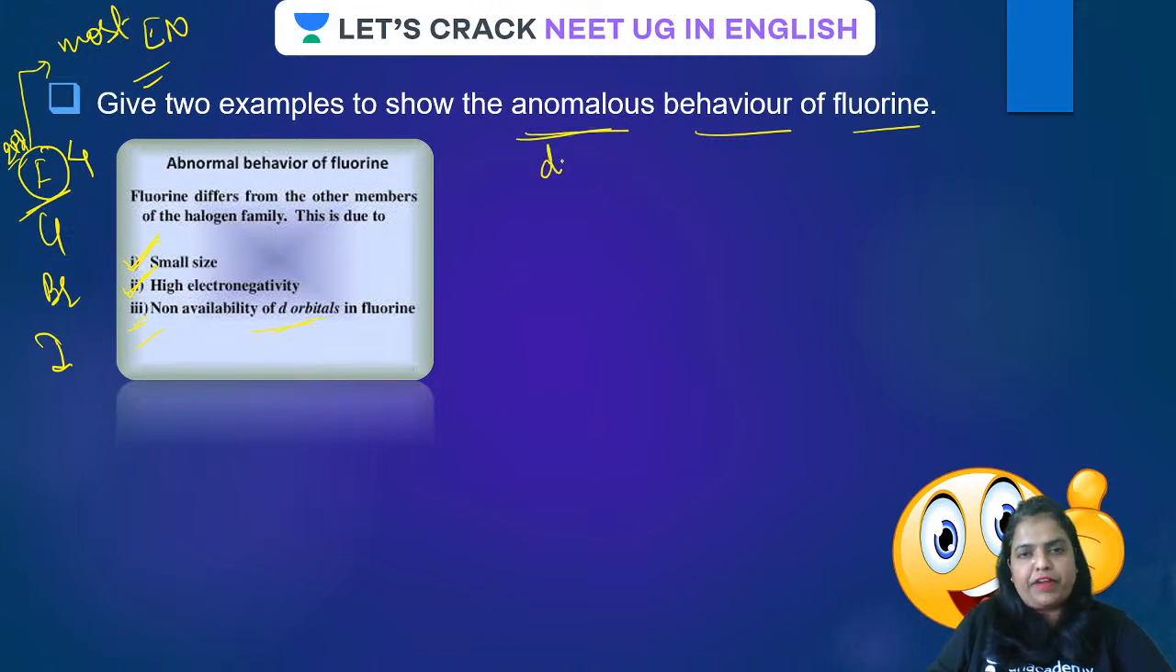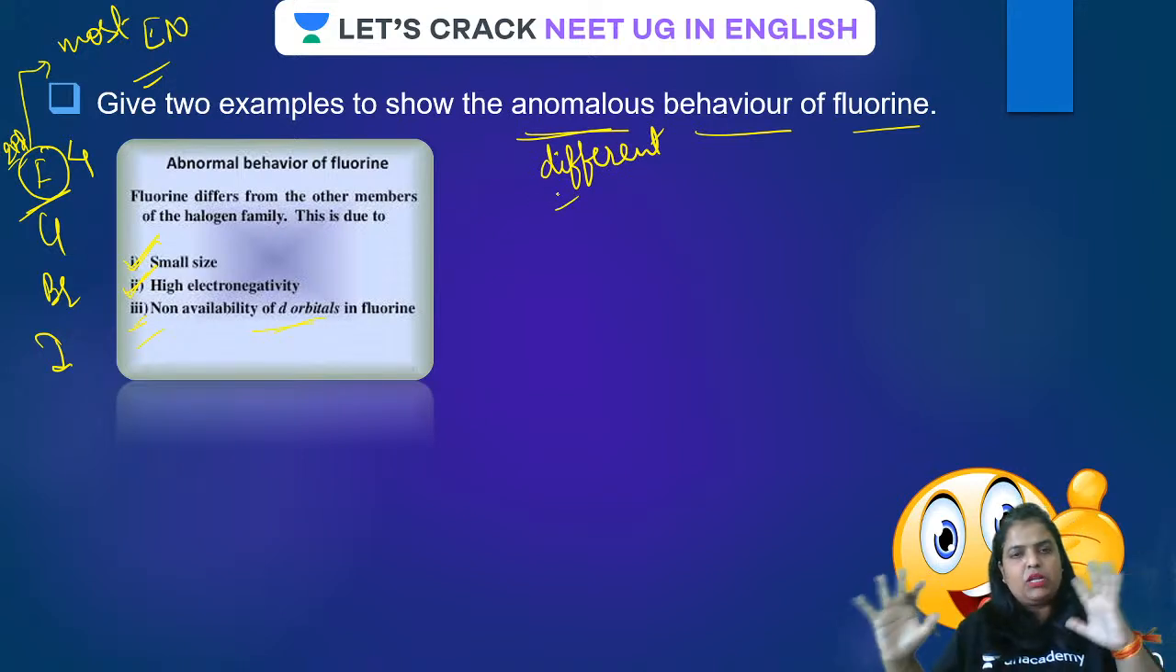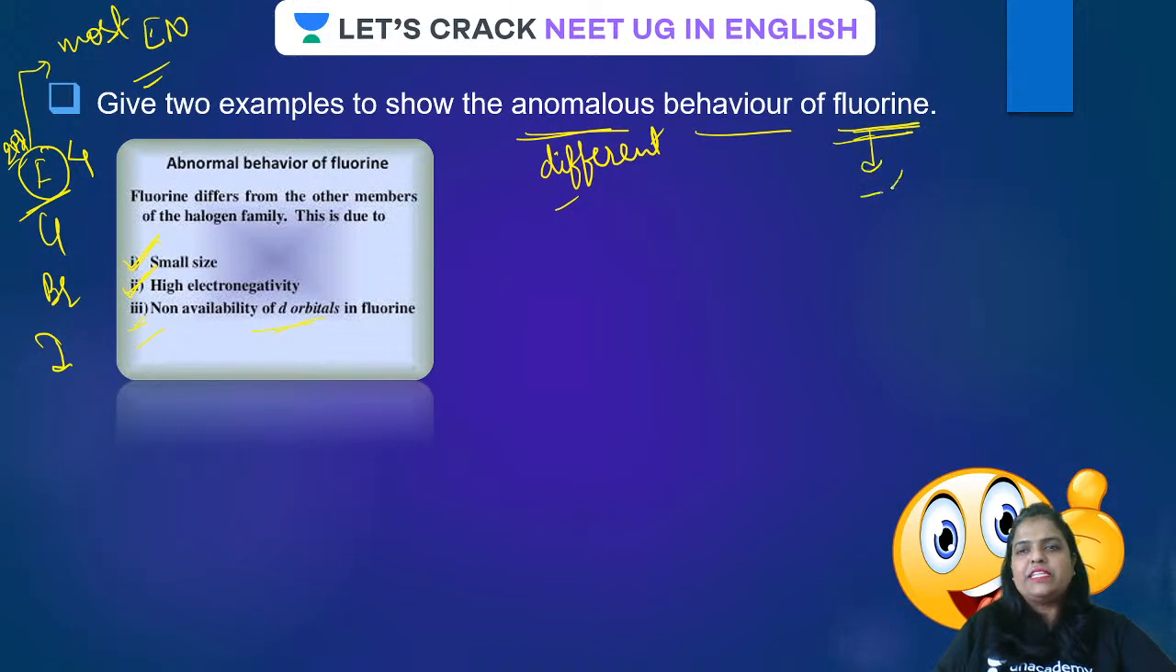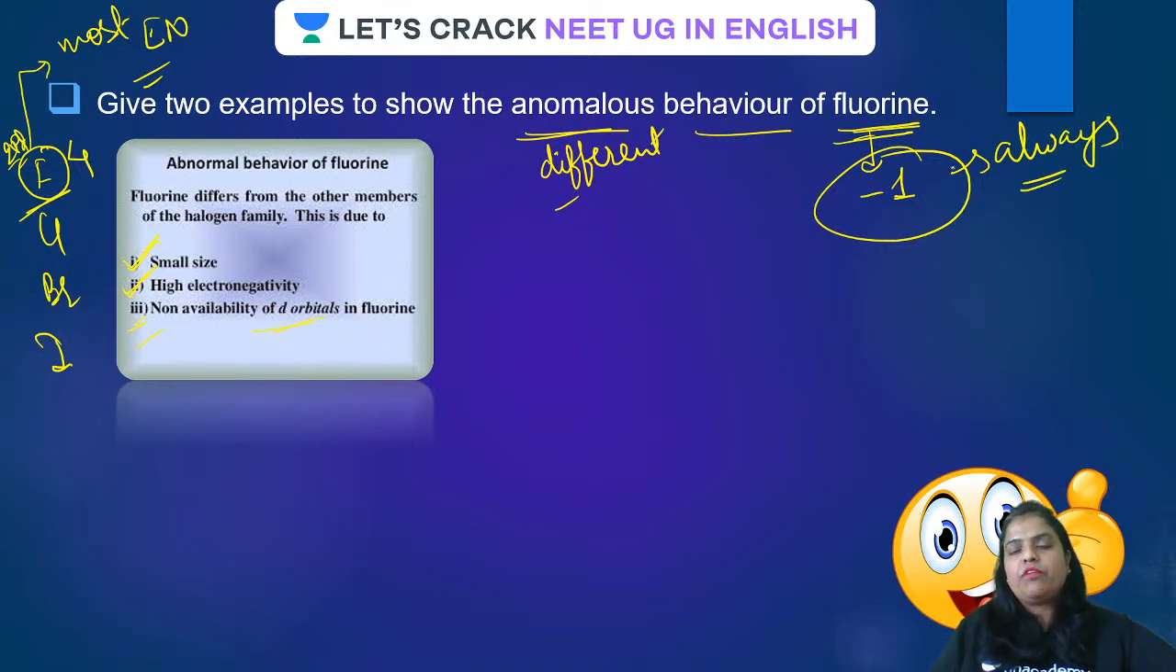Anomalous means different, in Hindi, vichitra, alag, completely different from all of them. Fluorine is different, isn't it, guys? First of all, the oxidation state of fluorine is -1. It always shows an oxidation state of -1.